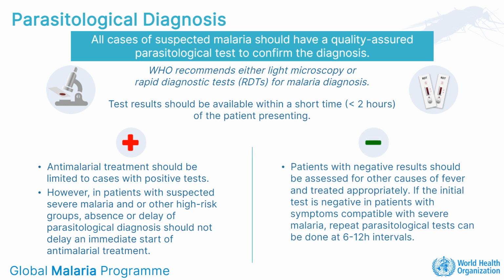If the patient tests negative, they should be reassessed to determine the cause of their illness and ensure appropriate treatment is administered. However, if a patient with severe disease compatible with severe malaria initially tests negative and malaria is strongly suspected on clinical grounds, parasitological tests can be repeated at 6 to 12-hour intervals. Only patients with severe disease compatible with severe malaria and no immediate access to parasitological diagnosis should be treated immediately with an antimalarial without waiting for test results, to prevent death due to malaria.